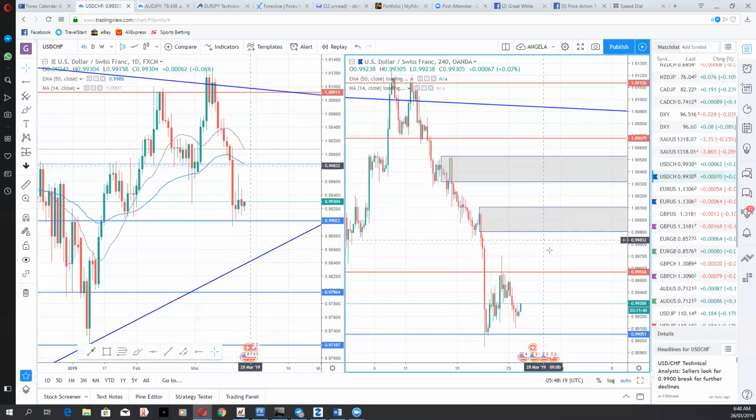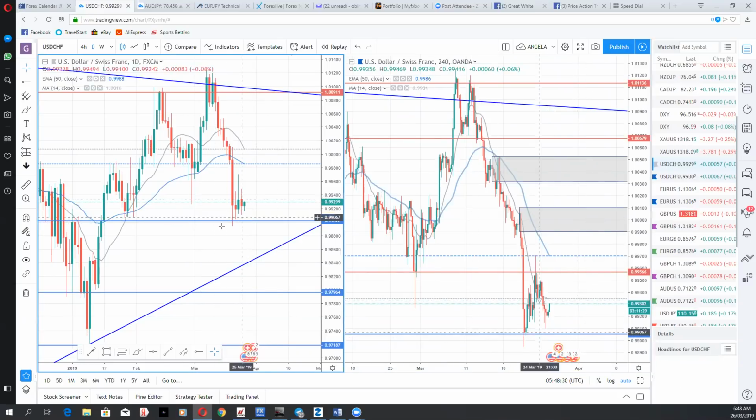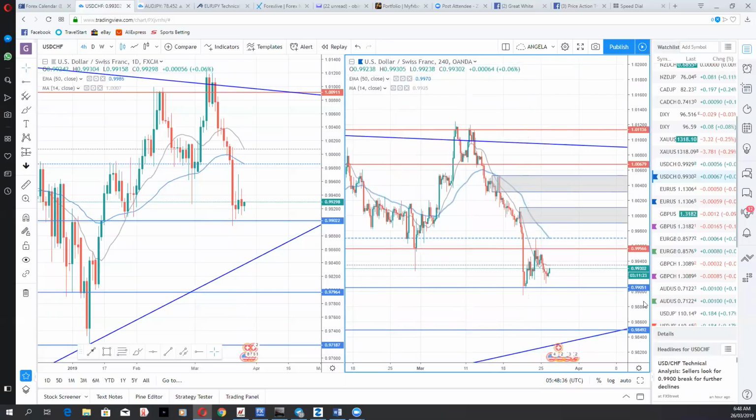Looking at the USDCHF, this support area is holding. This support area at 99.02. This is almost like a psychological level. It's holding as support, as you can see. Not much of a major impressive close yesterday, but there is a tendency that as long as this support here holds, price may come up to this resistance at 99.56.